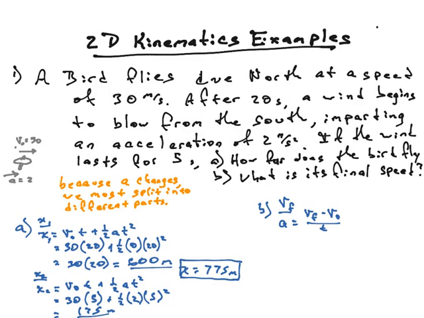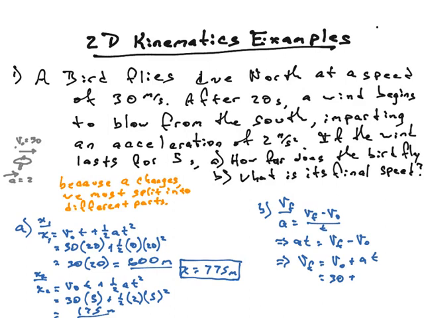So first step, bring the t to the other side. So at is final minus initial. And then, of course, get the final by itself. So I add initial over. I have final velocity is initial velocity plus a times t. Plugging in my numbers. Initial velocity, before the wind started blowing, the bird was originally flying at 30. So 30.